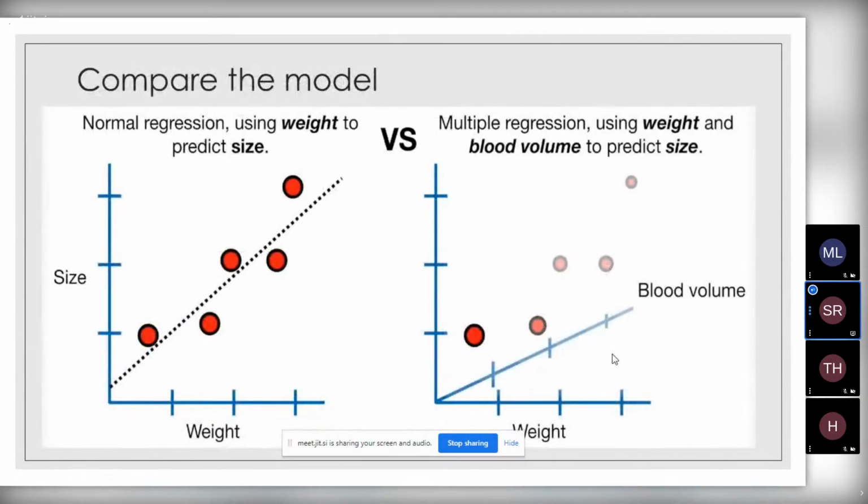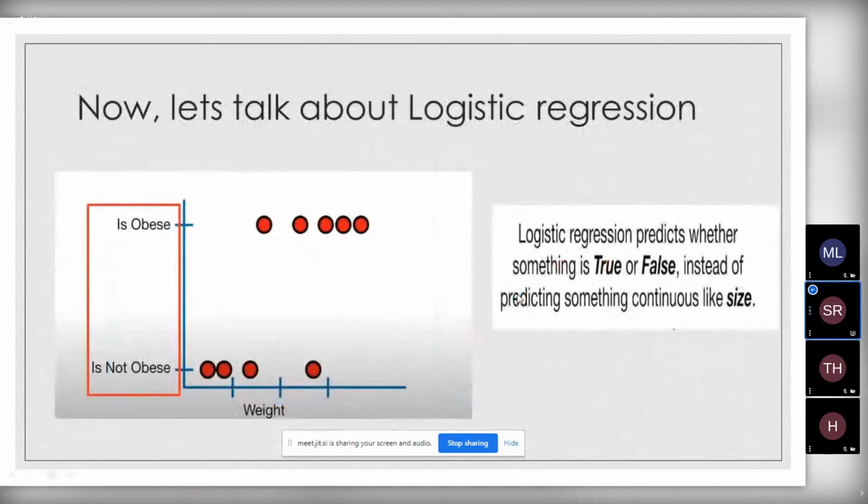We can also add more than one variable, for example, to predict size based on weight and blood volume. So this is a more complicated model. Okay, now let's talk about logistic regression.